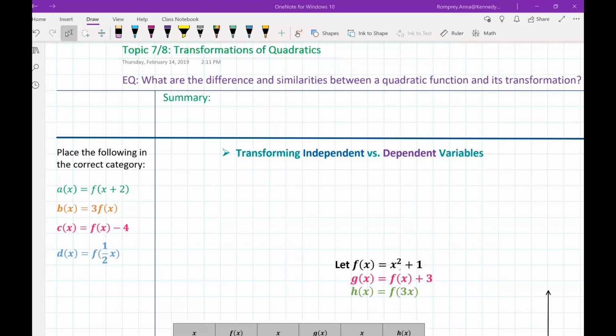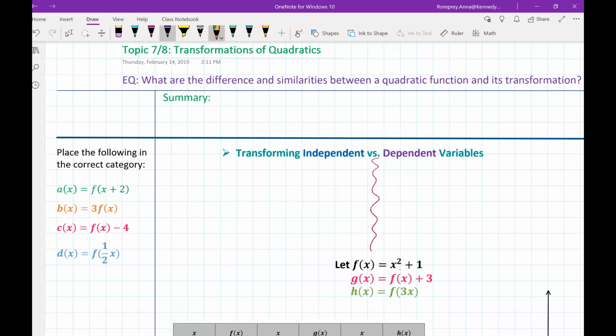So a transformation is how are we transforming it? How are we moving it? Are we shifting it? Are we making it wider or more narrow? So these are things that we're going to talk about today. So it wants us to place the following in the correct category. So are we transforming the independent or the dependent variables?